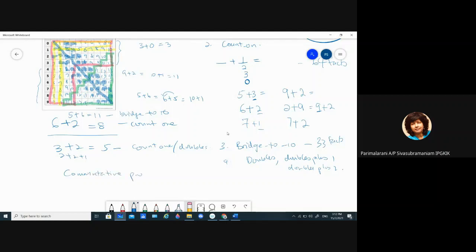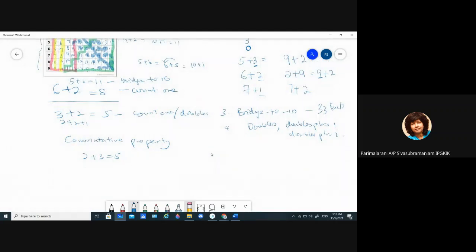Commutative principle or property. Okay, so you know that 2 plus 3 equals 5, and 3 plus 2 also equals 5. To teach this, it is good if we have flashcards like this. In the front you write 2 plus 3 equals 5. At the back you write 3 plus 2 equals 5. So you let the child read 2 plus 3 equals 5, then you switch the card, turn it around, and they can read 3 plus 2 equals 5. Or you can use dots.